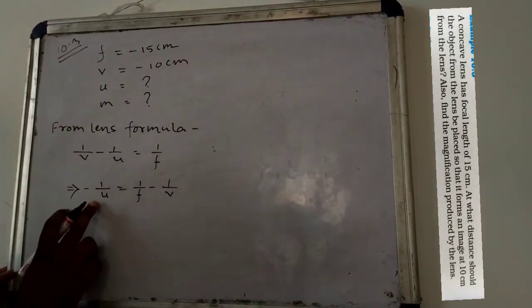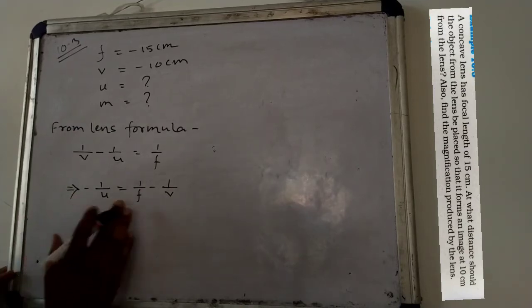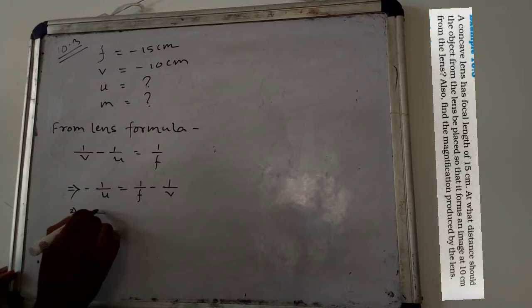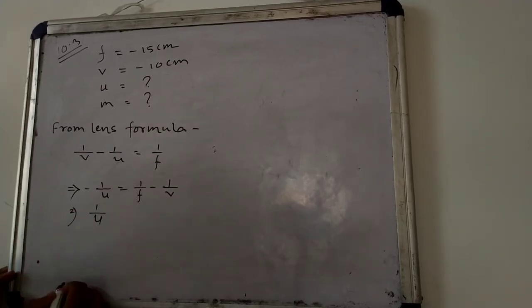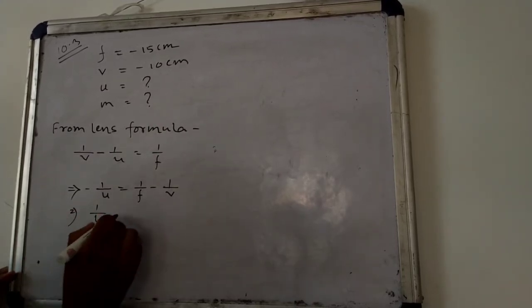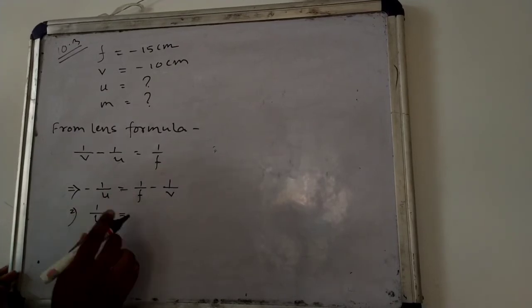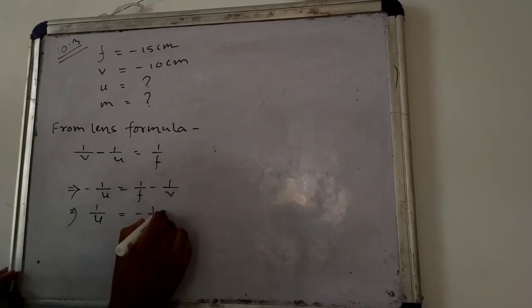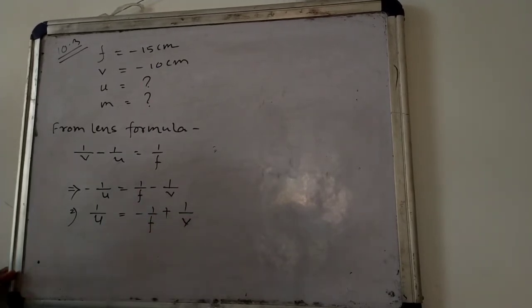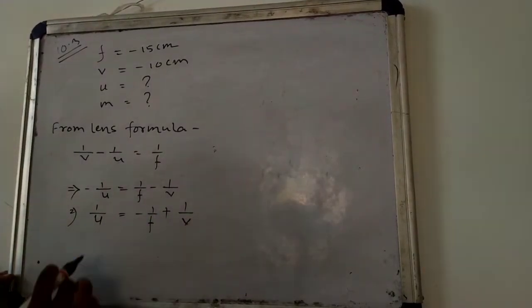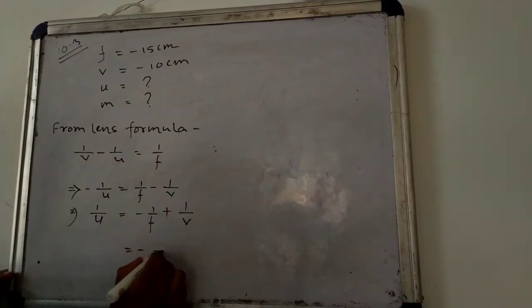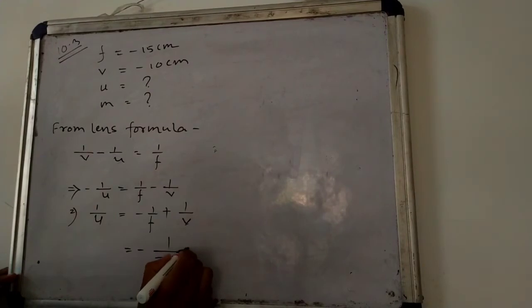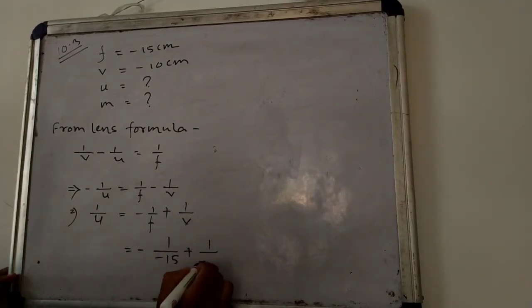If we multiply both the left side and right side by a negative sign, then minus 1 by u will be plus 1 by u. And this positive 1 by v will be minus 1 by v, and this minus 1 by f will be plus 1 by f. Okay, then put the value. In place of f we will put minus 15 and in place of v we will put minus 10.